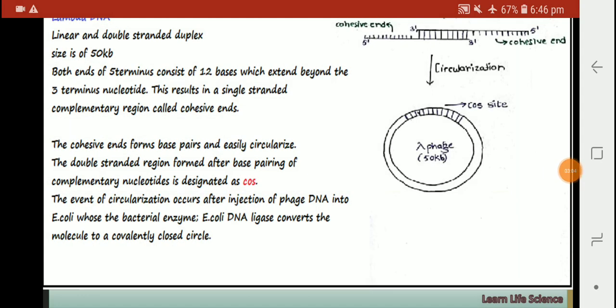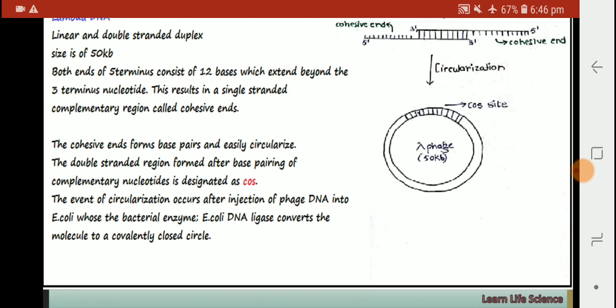The event of circularization occurs after injection of phage DNA into E. coli, where the bacterial enzyme E. coli DNA ligase converts the molecule to a covalently closed circle. What is mentioned here is that the cohesive ends circularize and the complementary nucleotides are called the COS site. Now, the circularization occurs only when the lambda bacteriophage injects its DNA into the host cell.